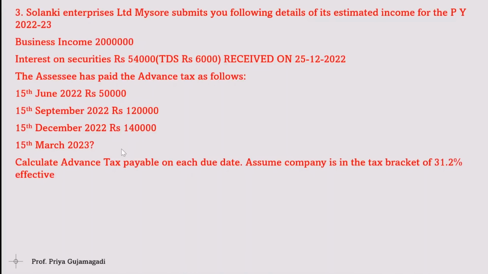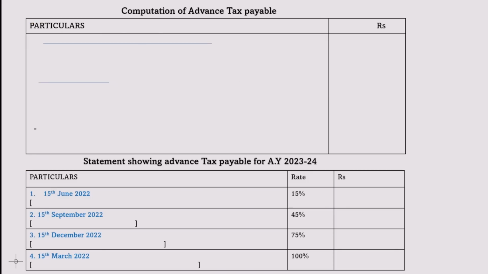When the advance tax paid amount is given, how to calculate it we have already seen in the last problem. So let us solve this. Compute tax payable on each due date. Assume the company is in a tax bracket of 31.2%. They have given how much tax is paid, so directly we have to take that amount. Solution part, computation of advance tax payable. First we have computation of advance tax in the beginning, because in the middle we got one more source of income, that is called a revised income.